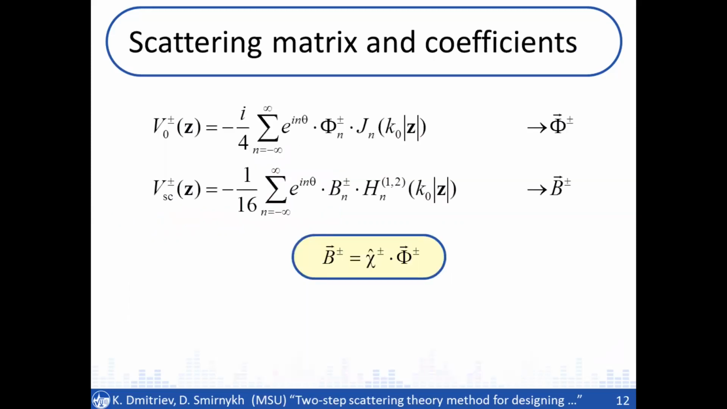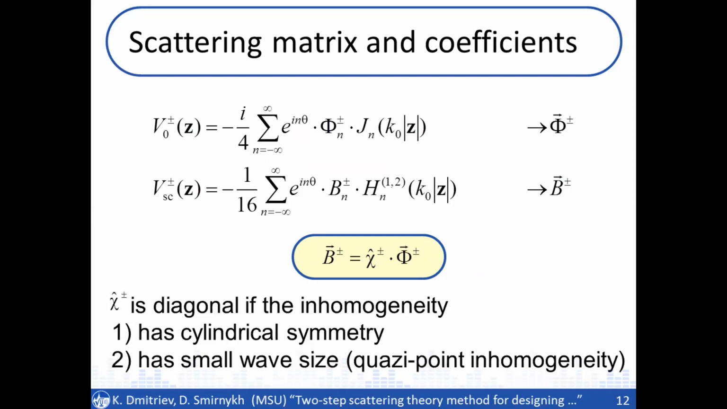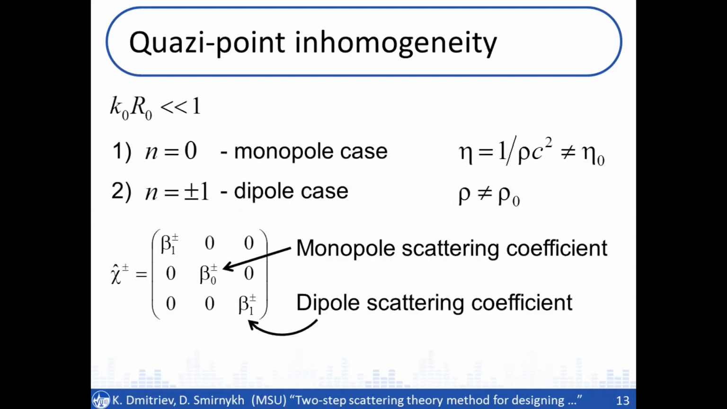As the linear acoustics is studied, the coefficients phi and b are related to each other with the scattering matrix phi. This matrix describes all the multiple scattering processes inside the inhomogeneity. It is important that in some cases, this matrix has a simple diagonal form. It happens if the inhomogeneity is symmetric or has a small wave size. The case of small wave size inhomogeneity is very important because this inhomogeneity represents a metamaterial element.